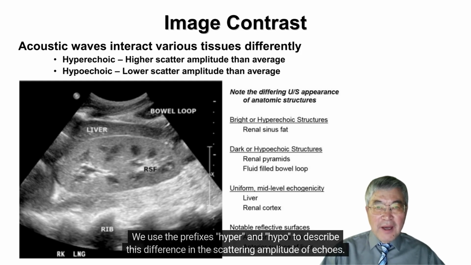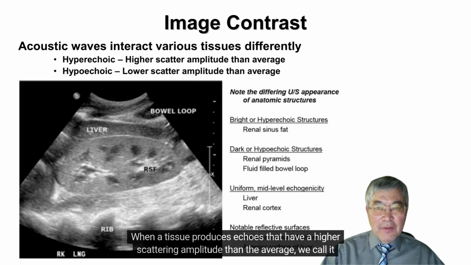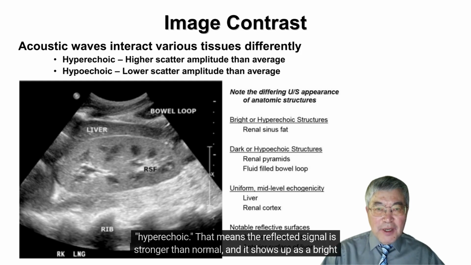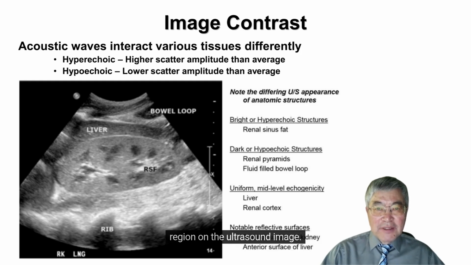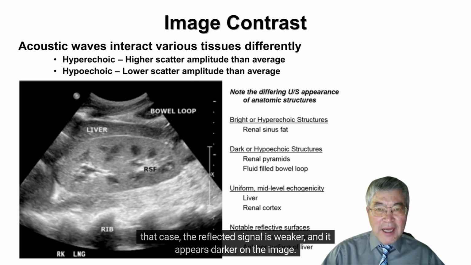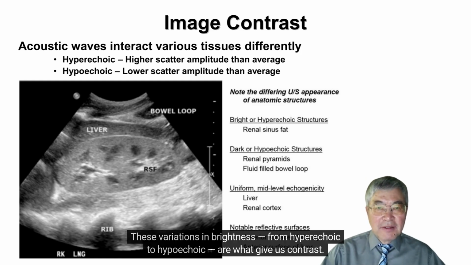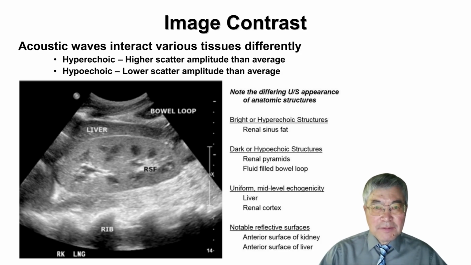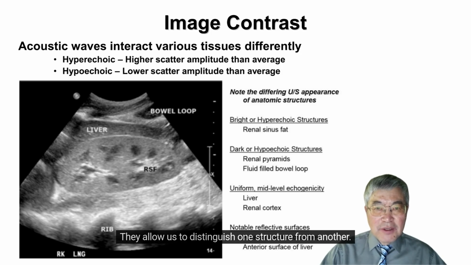We use the prefixes hyper and hypo to describe this difference in the scattering amplitude of echoes. When a tissue produces echoes that have a higher scattering amplitude than the average, we call it hyperechoic. That means the reflected signal is stronger than normal, and it shows up as a bright region on the ultrasound image. Conversely, when the tissue has a lower scattering amplitude than average, we call it hypoechoic. In that case, the reflected signal is weaker and it appears darker on the image. These variations in brightness, from hyperechoic to hypoechoic, are what give us contrast. They allow us to distinguish one structure from another.